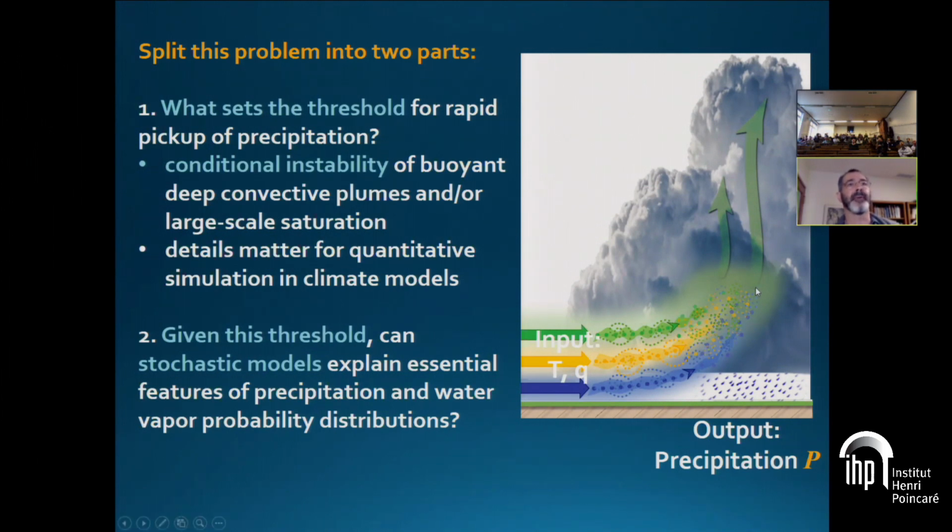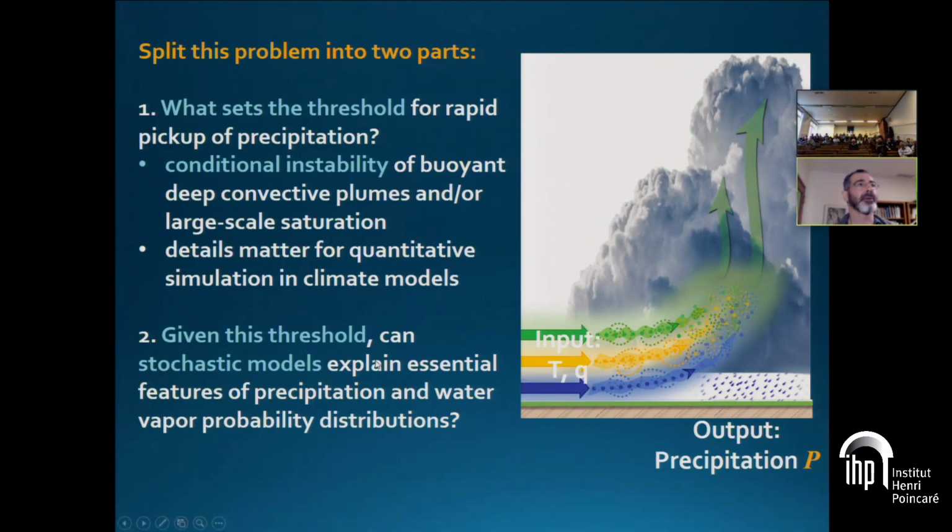So you get a buoyant, deep convective plume when your water vapor and temperature reach a certain configuration with respect to each other. And the details of this matter a great deal for the quantitative simulation in your climate models, as I'll show in a moment. And then most of the talk, the stochastic part, will be, given this threshold type behavior and this rapid increase, can you explain a number of important features about the probability distributions of precipitation?